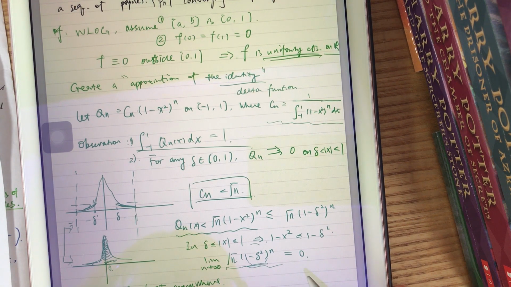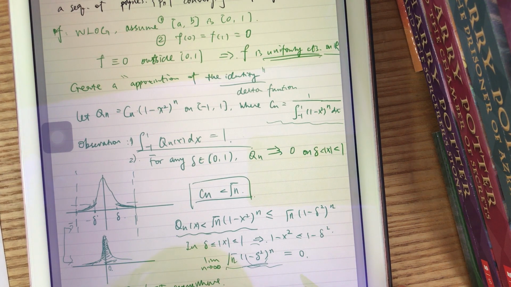So, here I'm just explaining the observation we just got, right? Qn is uniformly converging to 0, as x lies in the small interval, the absolute value of x larger than delta and less than 1. Okay.